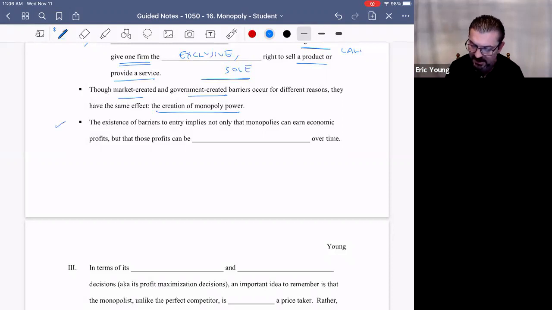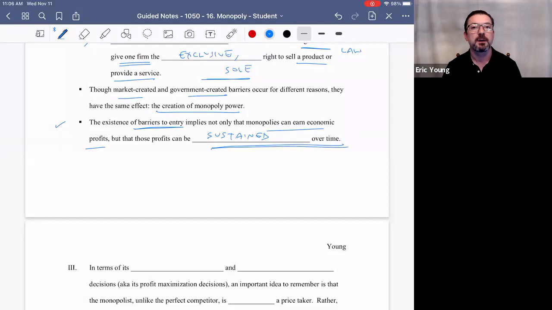Really important to understand and take away that these barriers to entry, yes, they imply that monopolies can earn economic profits, but critically, the barriers to entry suggest and imply that the monopoly's profits can be sustained over time. Again, in perfect competition, it was entry and exit that got us to a long-run equilibrium with zero economic profit. But because by definition, barriers to entry block competition, not only can monopolies make profits, but those profits can be sustained over time. So that, my friends, is our intro to monopoly and barriers to entry.